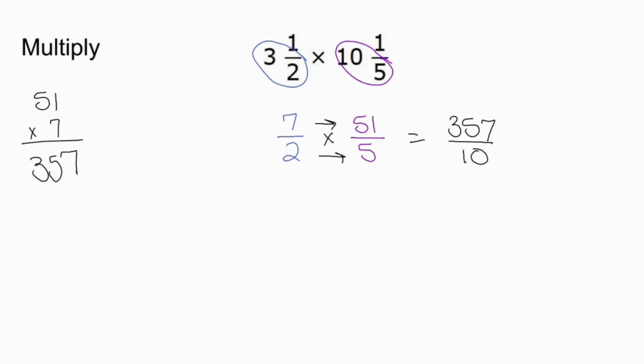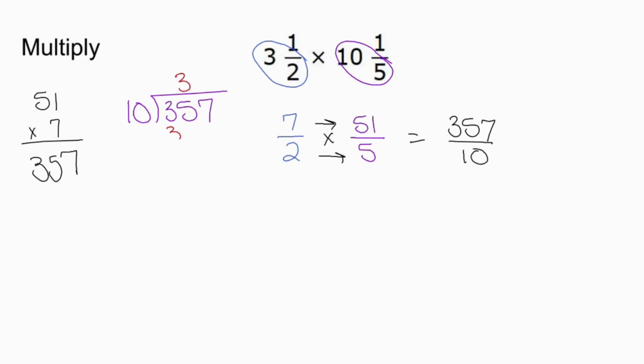Now, nothing here simplifies, but you know what? This is an improper fraction, so I need to turn this back into a mixed number. How? Find out how many times 10 goes into 357. Well, 10 goes into 35 3 whole times, so let me write that out.